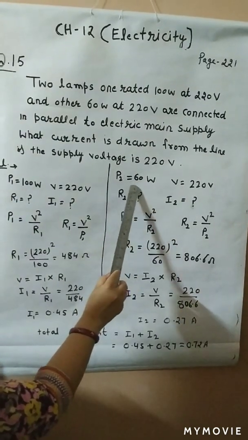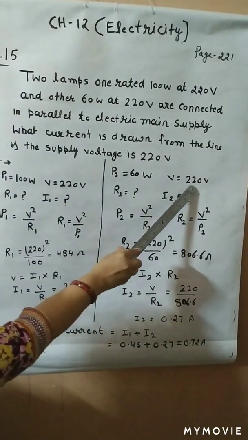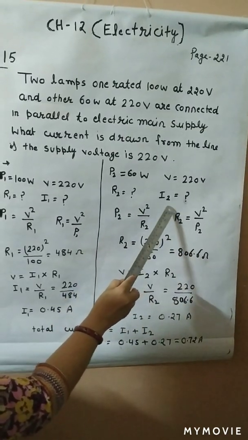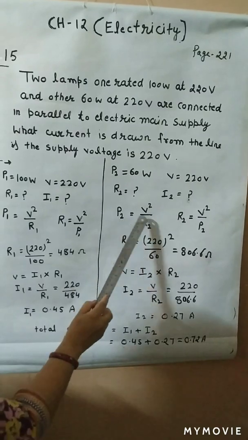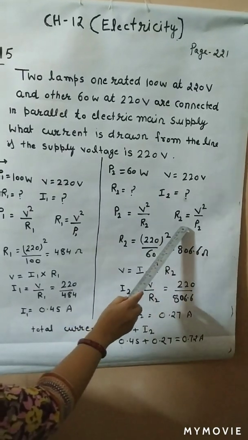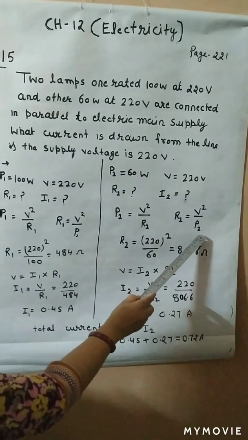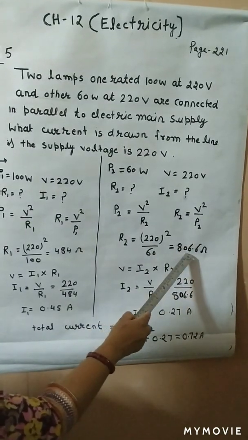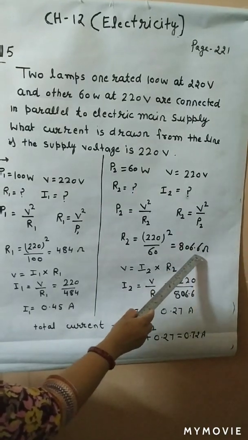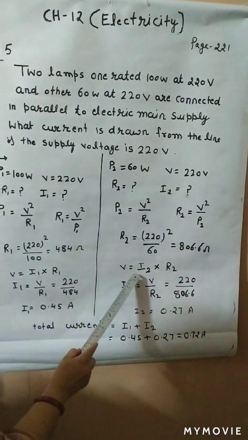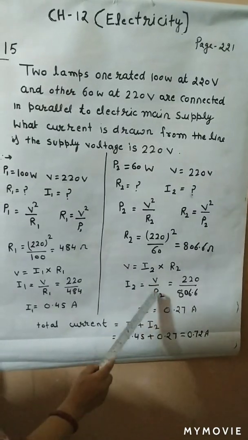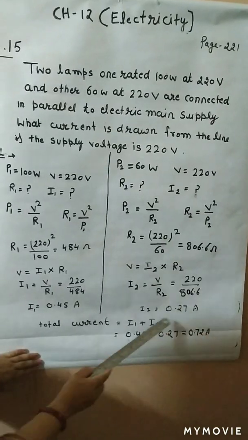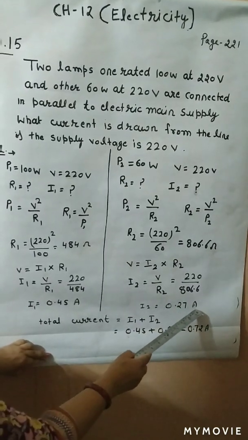Similarly, for the second bulb of power 60 watt, potential 220 volt, the resistance is again not given and the current is also not given. So we will find the resistance of the bulb by the formula V square upon P. So what is the resistance of the second bulb? V square by power, 220 square upon 60. So you will get the resistance of this 60 watt bulb as 806.6 ohm. Again use Ohm's law to calculate the current here. I2 is V by R2. So 220 upon this value 806.6 ohm. You will get the current I2 as 0.27 ampere.